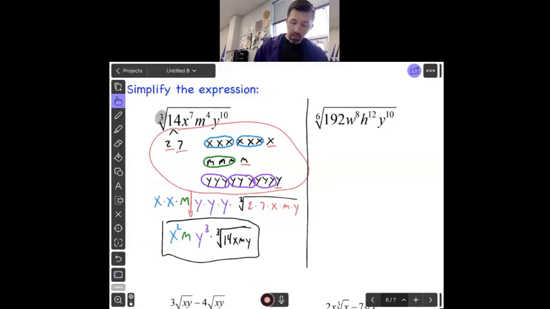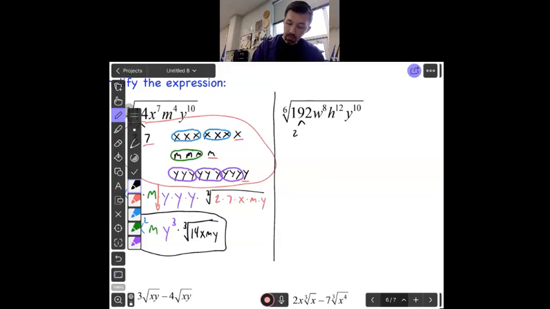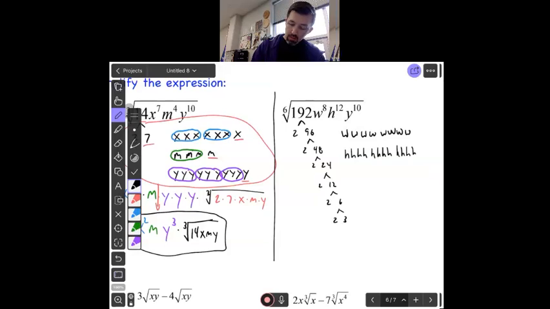Again, this was really a very big problem, when I say it's purely a big writing problem. The math itself is really easy. Okay. So breaking down 192, it's 2 times 96, which is 2 times 48, which is 2 times 24, which is 2 times 12, which is 2 times 6, which is 2 times 3. And I've got to write out 8 W's. 12 H's. And 10 Y's.